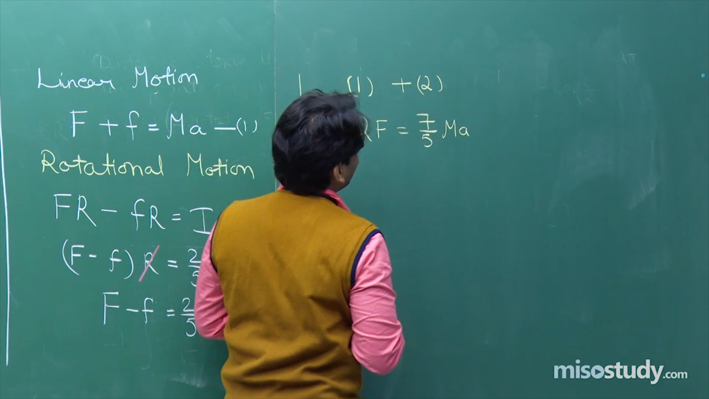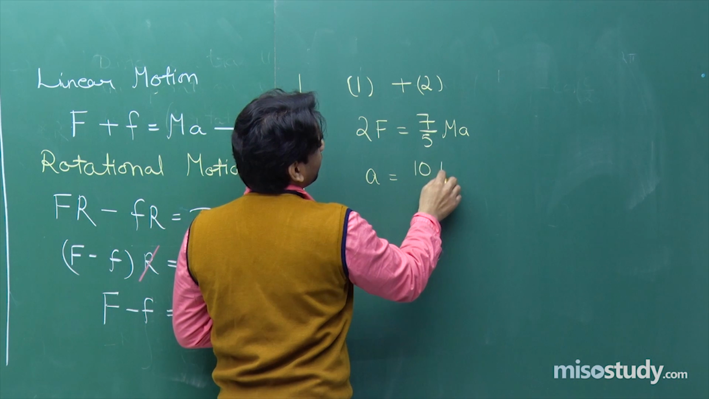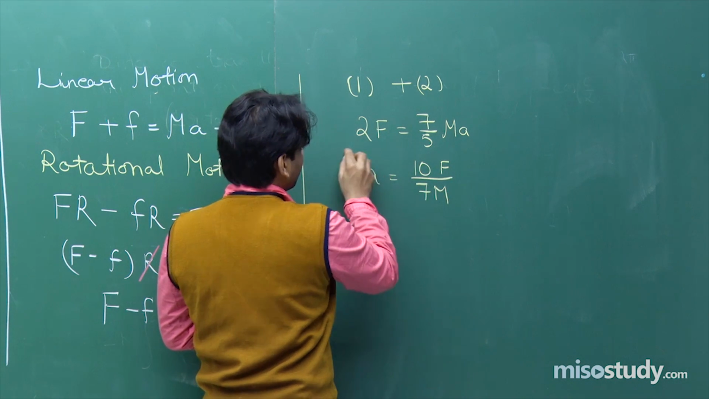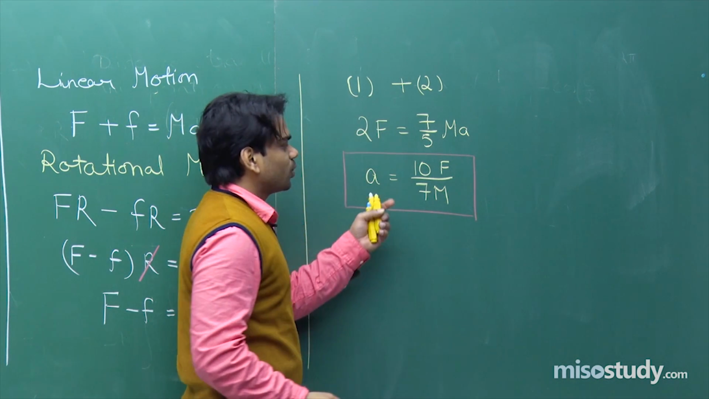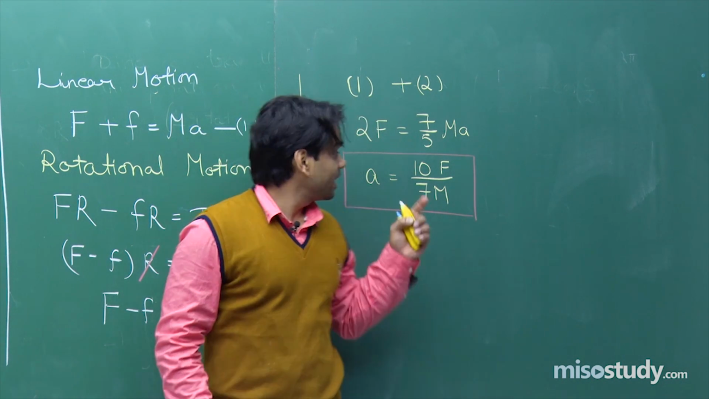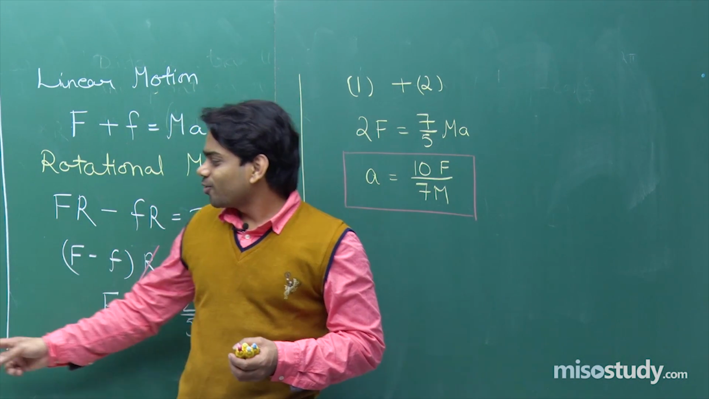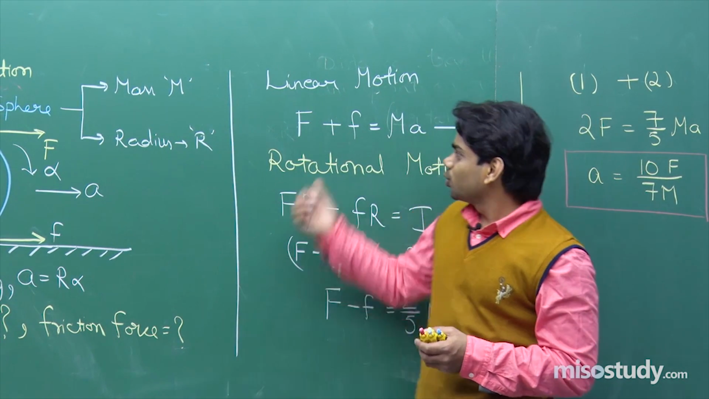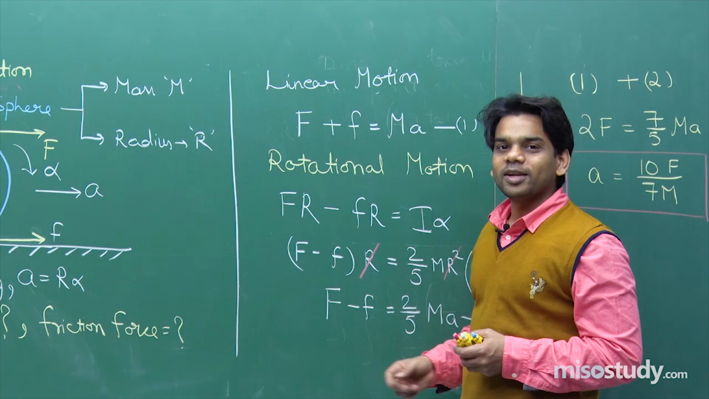Very easily you can add. So finally we get the acceleration as 10F by 7M. The first thing we obtained is the linear acceleration, which is equal to 10F by 7M. Next, we also require the frictional force acting at the bottommost point. Using equations 1 and 2, we can find out the value of small f.